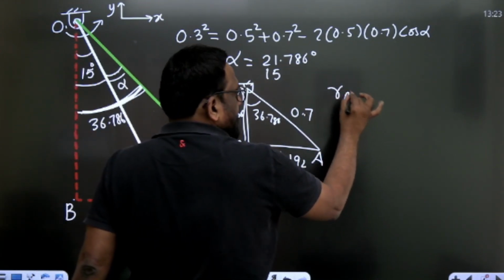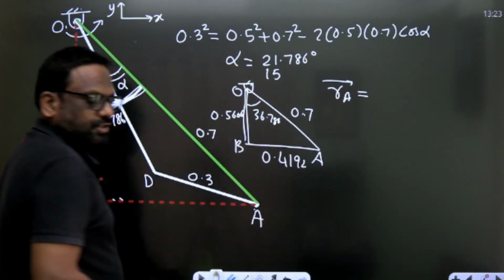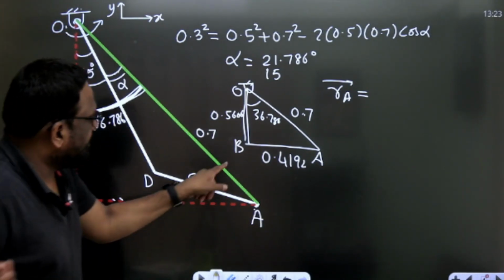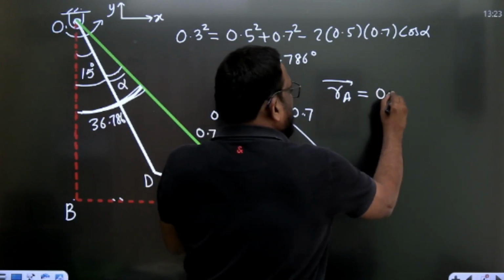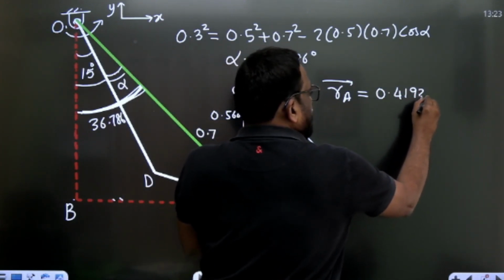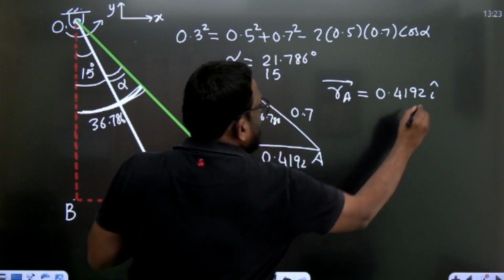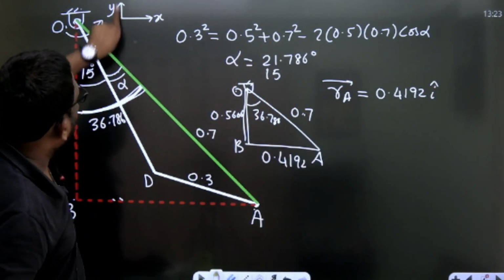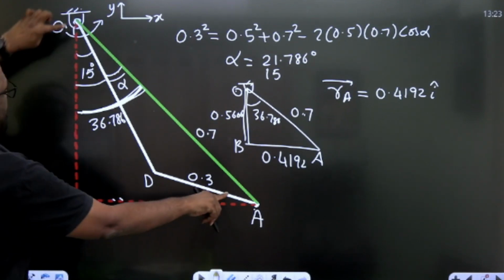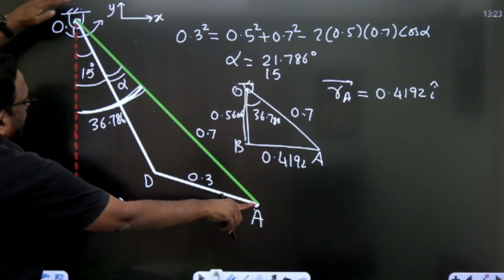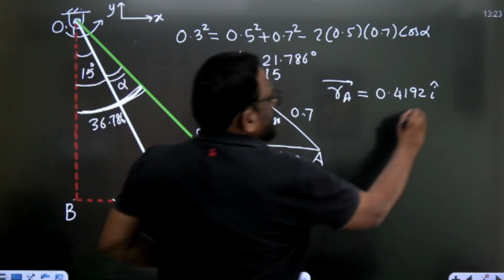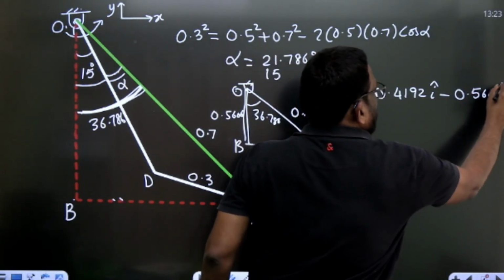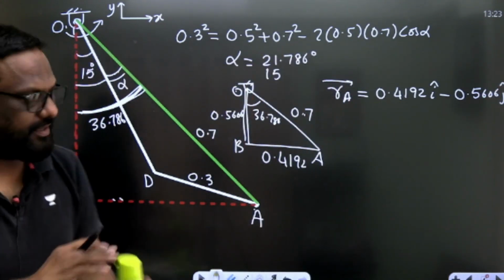Now, with O, I can find the position of A. What is the position of A? Dekho sirs, with O, it is right. So x is positive. That is 0.4192 i cap. And observe carefully, with respect to O, y is downward. Upward is positive, downward is negative. With respect to O, A नीचे है. So therefore it is minus 0.5606 j cap. The position vector is known. No problem at all.